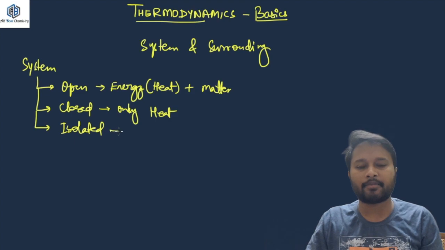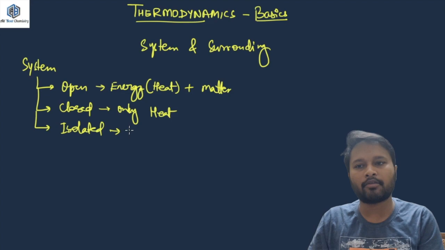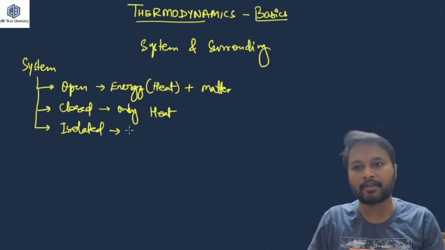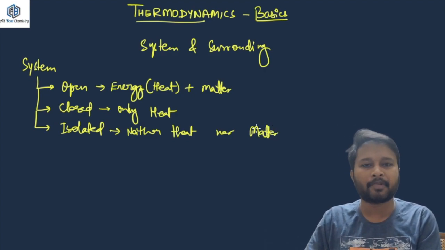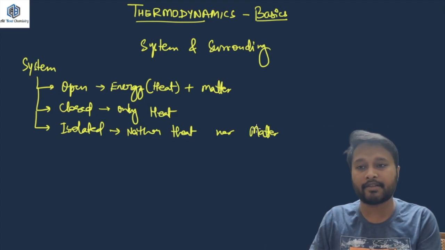In the isolated system, just imagine that the same tea is kept in a thermoflask. Since the tea is in the thermoflask, if it is an ideal thermoflask, there is no exchange of heat, nor exchange of matter taking place. Neither heat nor matter is getting exchanged between the system and the surrounding. That's the basic way you can understand these three things.